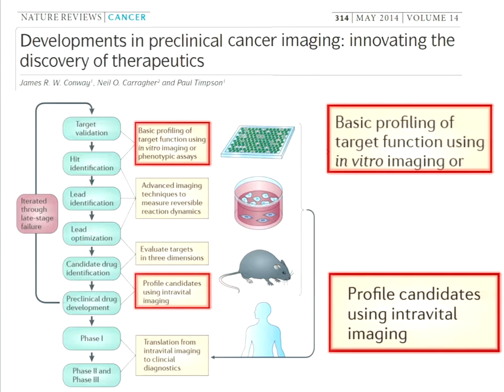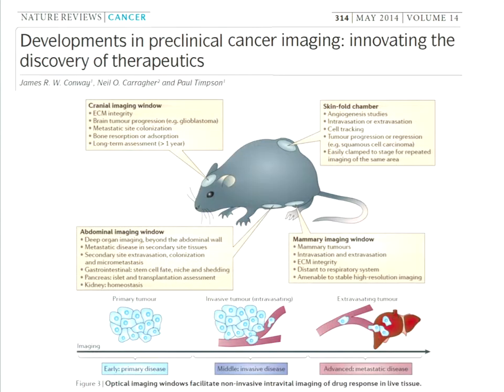First, this is the review paper published by Paul in 2014. He's from Australia, actually. But anyway, it's already commonly accepted that we can effectively use intravital imaging to profile the candidate drugs in preclinical animal models at the late stage of drug development. But as I showed up to here, we can also use this intravital imaging for the early profiling of the target for early research.